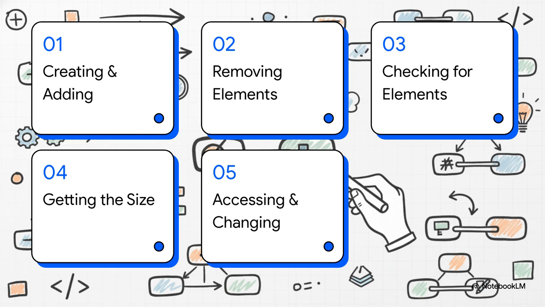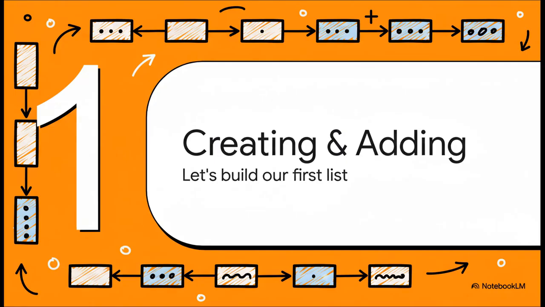Then we'll see how to remove things, check if something's in the list, find out how big it is, and finally, how to get in there and change stuff. Let's get to it. Okay, first things first. Before we can do anything cool, we have to actually create a list and put some data into it. This is the foundation for everything else we're about to do.